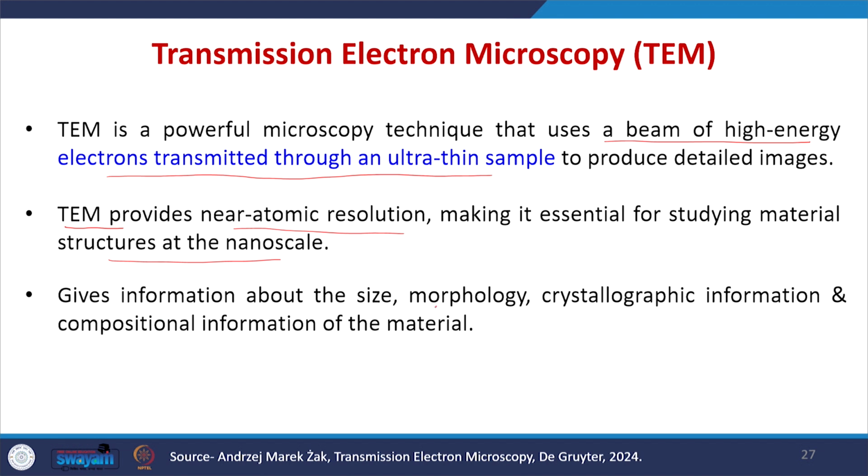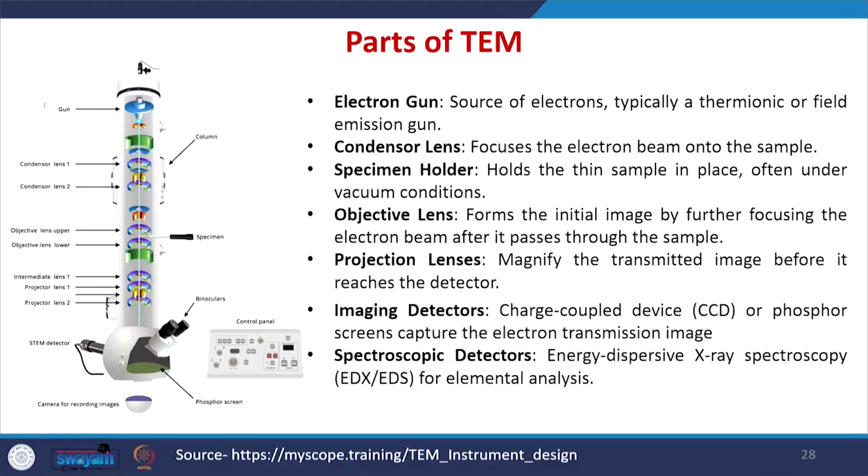It also gives the information about the size, shape, morphology as well as the crystallographic information and composition information of the particular material. So, let us see the various parts of TEM. The first one is the electron gun, which is the source of electrons. In the TEM we will be using thermionic or field emission gun, and the next one is the condenser lens, which will focus the electron beam onto the sample.